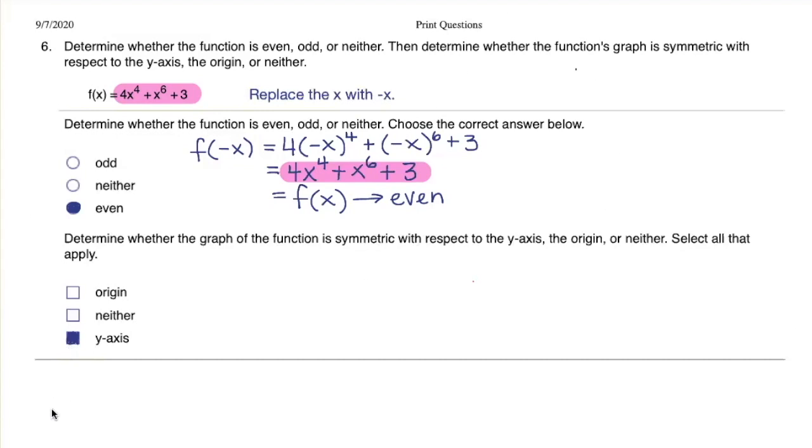Okay, now let's try another example and suppose that I have an odd exponent in there. Let's see what happens then. I'm going to define my second function to be g of x equals 3x cubed minus 4x. I begin with the same technique. I always replace the x with a negative x all the way through the right-hand side.